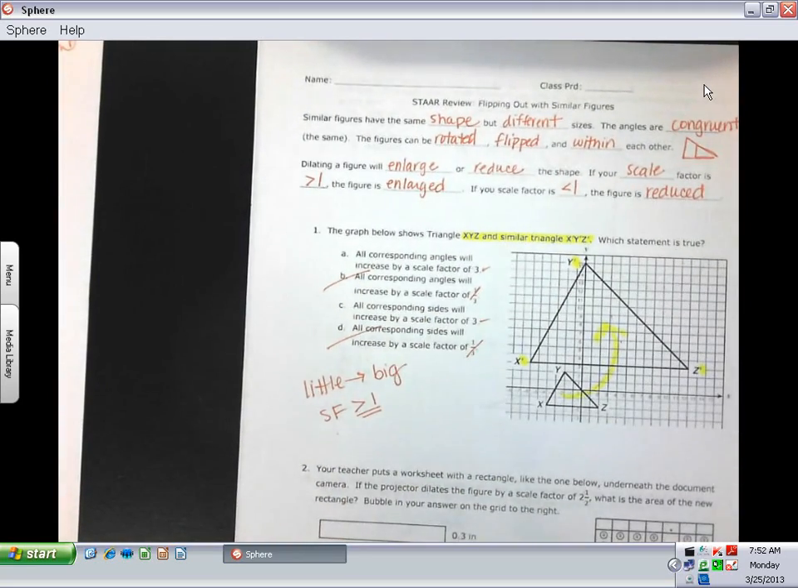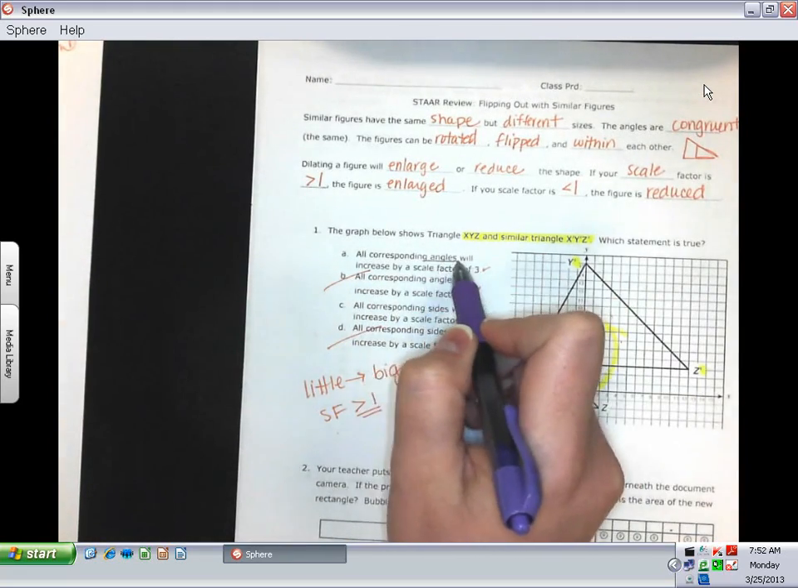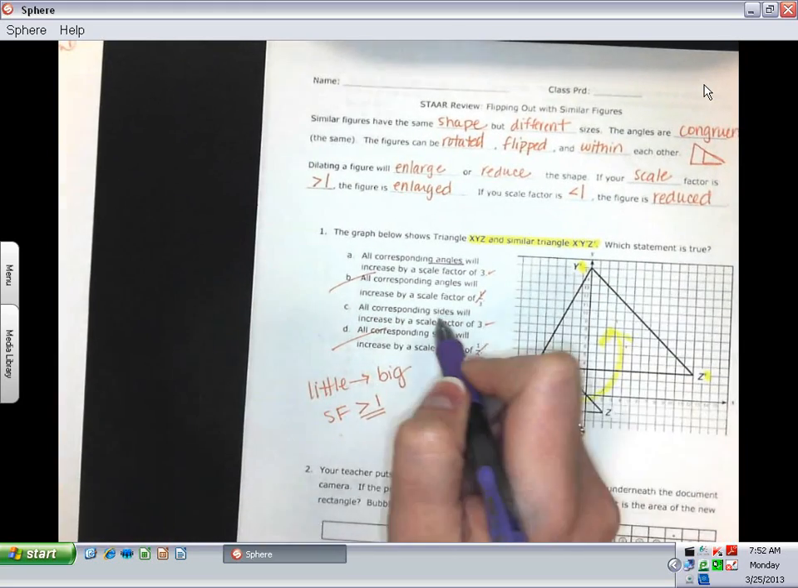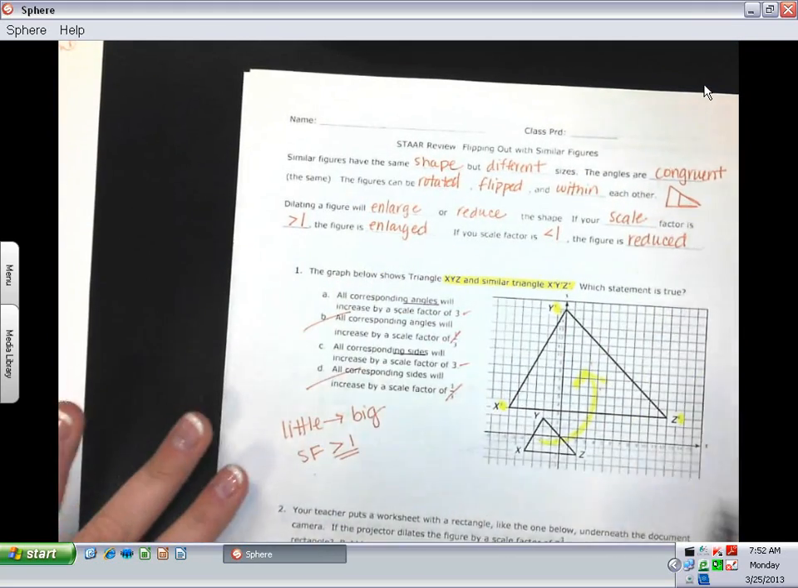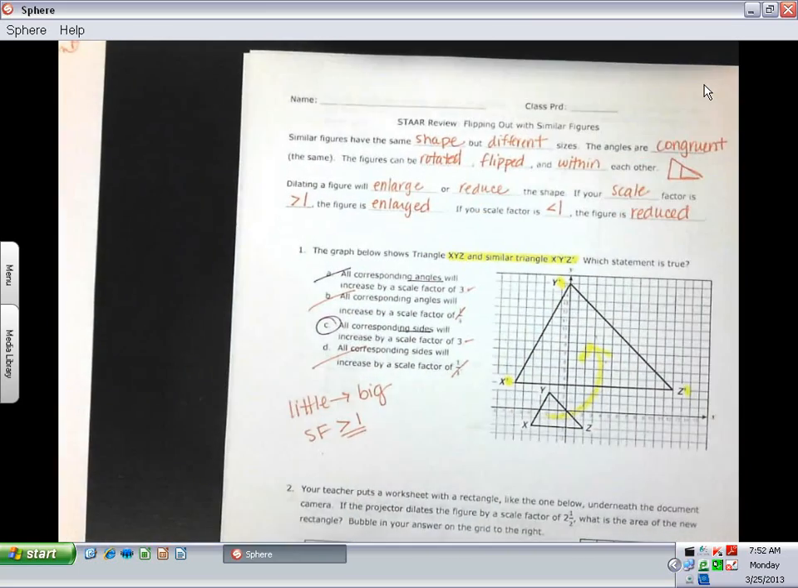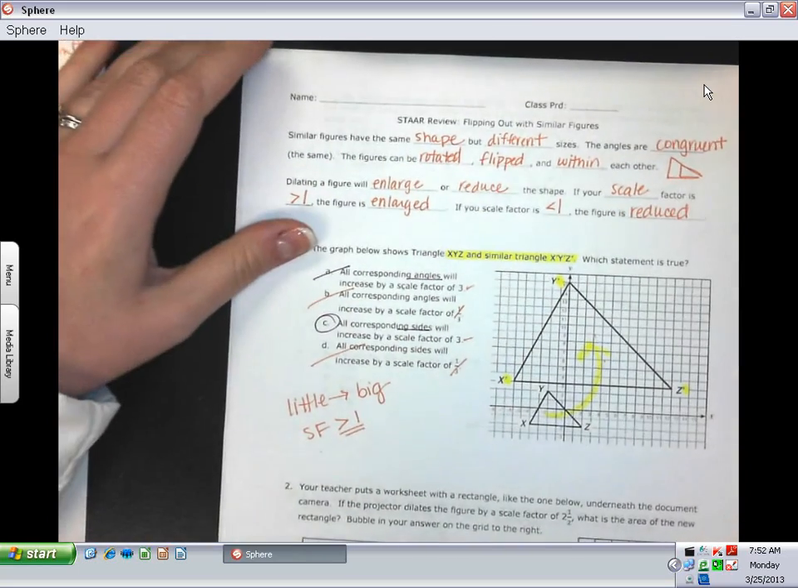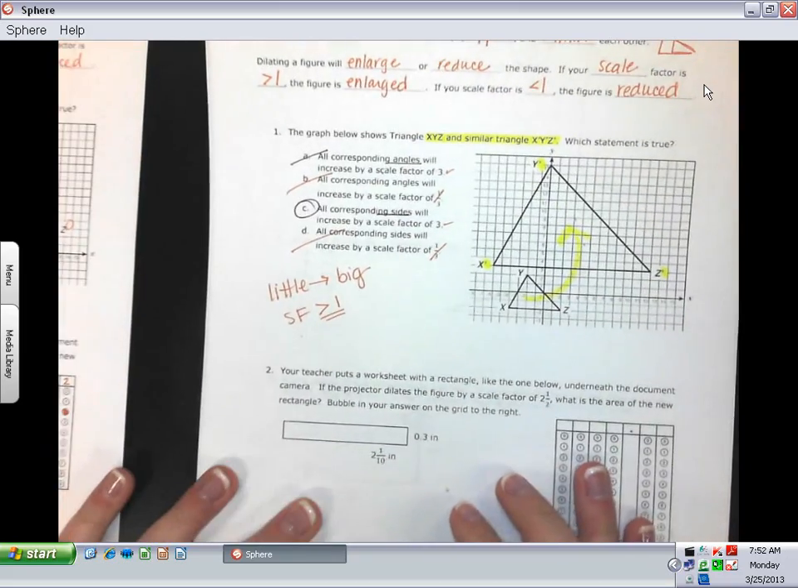When I go and look at the answer choices a little better, A says all corresponding angles will increase by a scale factor of 3, and C says all corresponding sides. So if you look up at the front, it says all the angles are congruent, which means the angles are not going to change. So that means A is out, and choice C is our answer. So you really didn't have to do a lot on that problem if you remember a little bit of your vocabulary there.